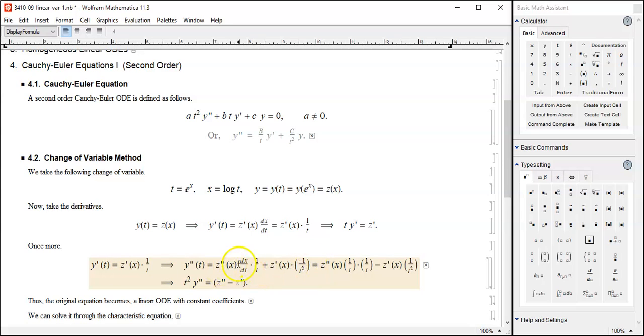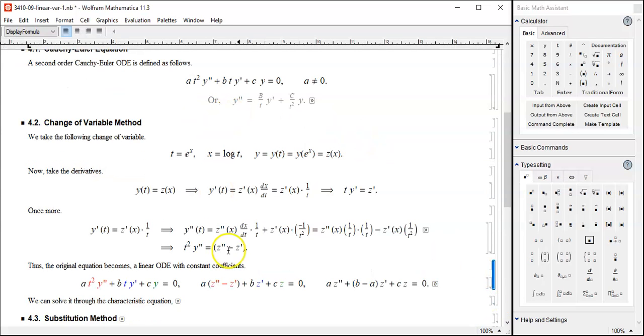Simplify, well, this is 1 over t. 1 over t was there before, so these two generate 1 over t squared. This one, another 1 over t squared, except for the negative sign. So taking the t squared out, what do you get? t squared times y double prime is z double prime minus z prime. So you can substitute like this.